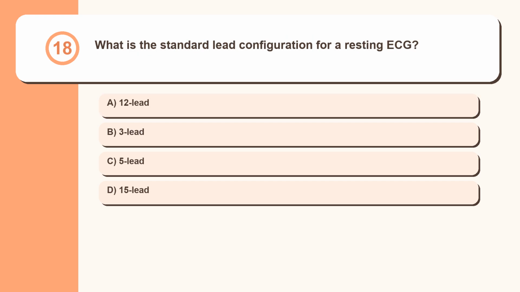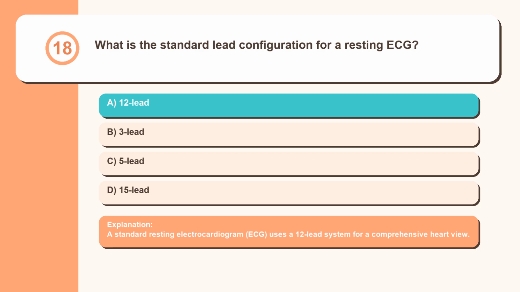Question 18. What is the standard lead configuration for a resting ECG? 12 lead, 3 lead, 5 lead, 15 lead. A standard resting electrocardiogram, ECG, uses a 12-lead system for a comprehensive heart view.